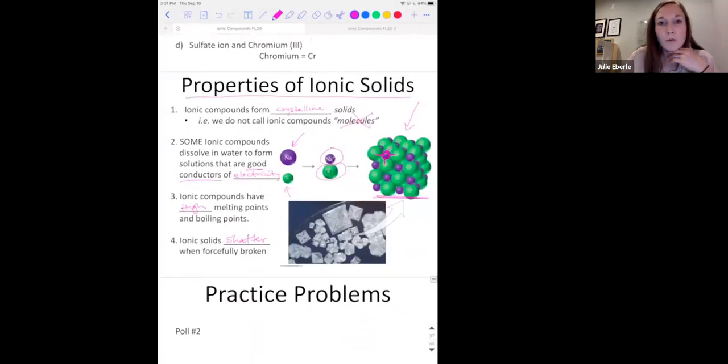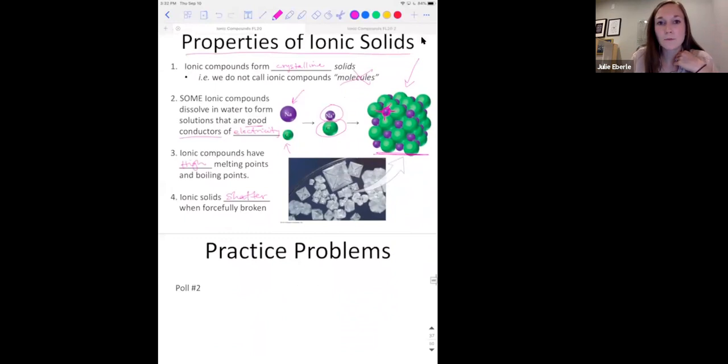We're going to do one more poll to make sure you understand what we just talked about. So, poll number 2. Let's look at this question. The melting points for NaCl, KCl, and RbCl, which are all ionic compounds, are respectively 801 degrees Celsius, 770 degrees Celsius, and 718. So those are really high. Based on this, which compound exhibits the strongest ionic bonds and which one exhibits the weakest?